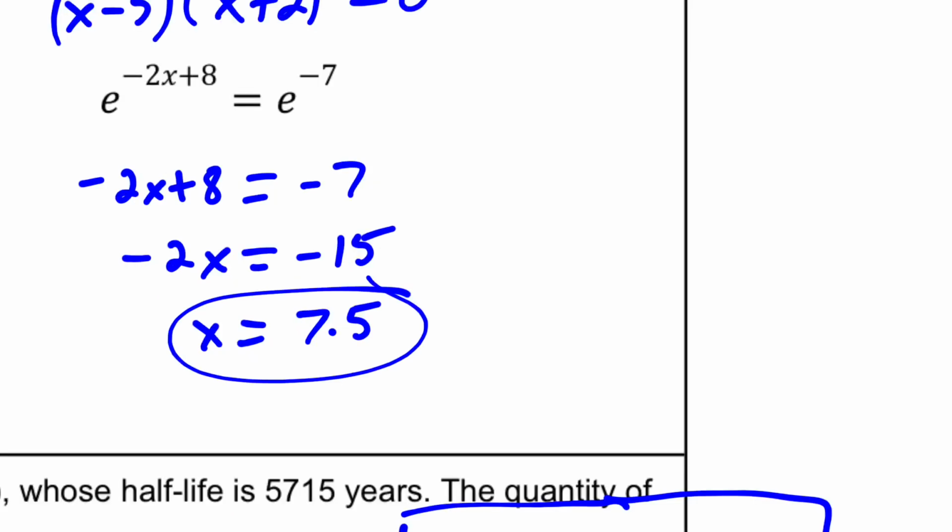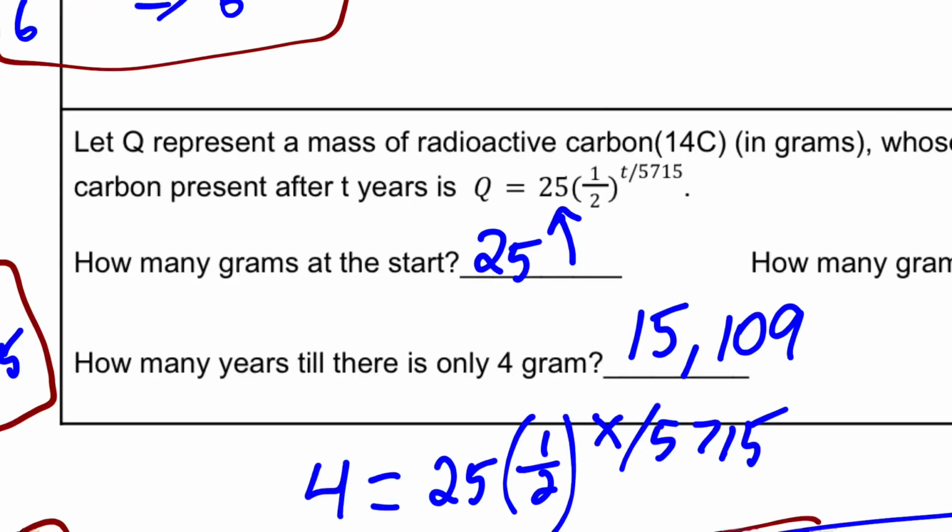Very similar problem here. We'll set negative 2x plus 8 equal to negative 7. This one's just linear. The answer is 7.5. How many grams at the start? That's just our initial quantity, which is always in that first position, so the answer is just 25.